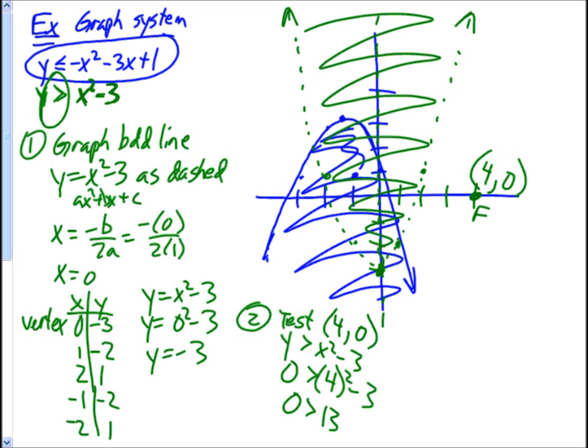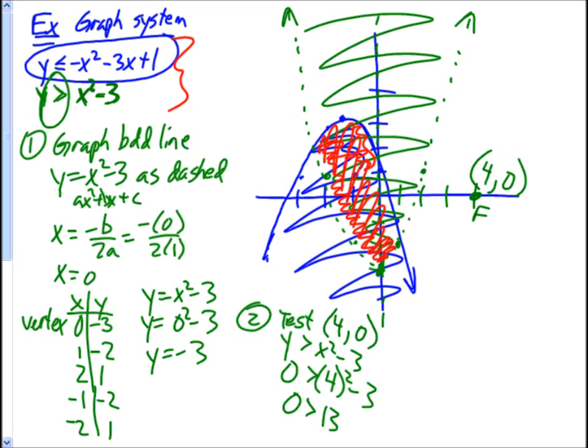Now, this is a system. So that is asking us, where are all the solutions that satisfy both of those original inequalities, right? So in other words, you've got to find their intersection. Well, where's the intersection? You see where it's both blue and green? Right in here. Right in here it's blue and green.